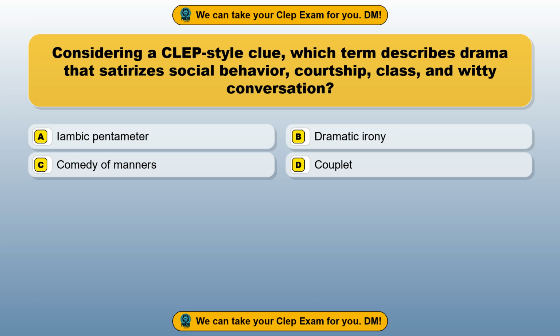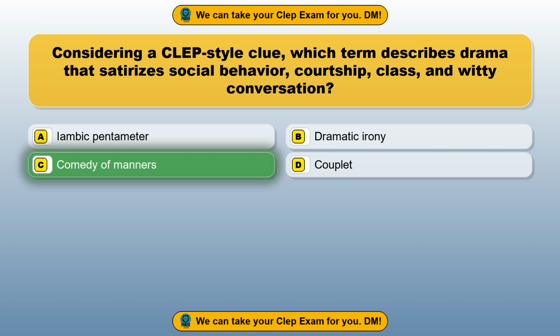Question 22. Considering a CLEP-style clue, which term describes drama that satirizes social behavior, courtship, class, and witty conversation? Option A, iambic pentameter. Option B, dramatic irony. Option C, comedy of manners. Option D, couplet. The correct answer is option C, comedy of manners.